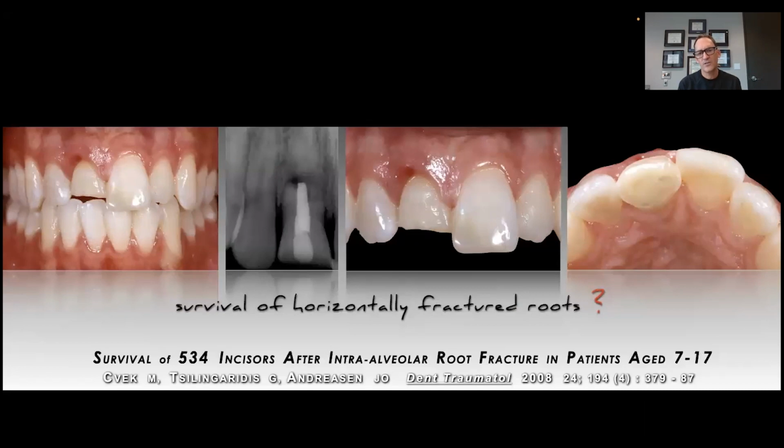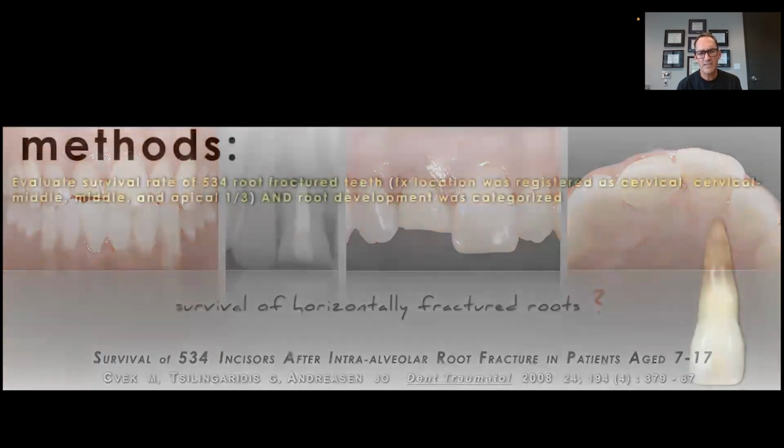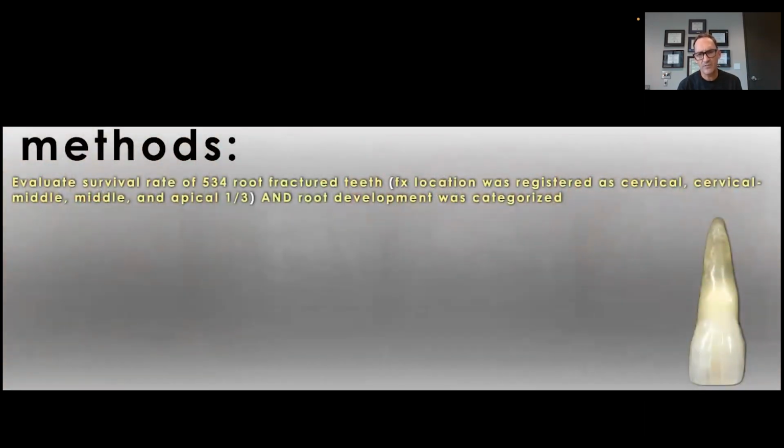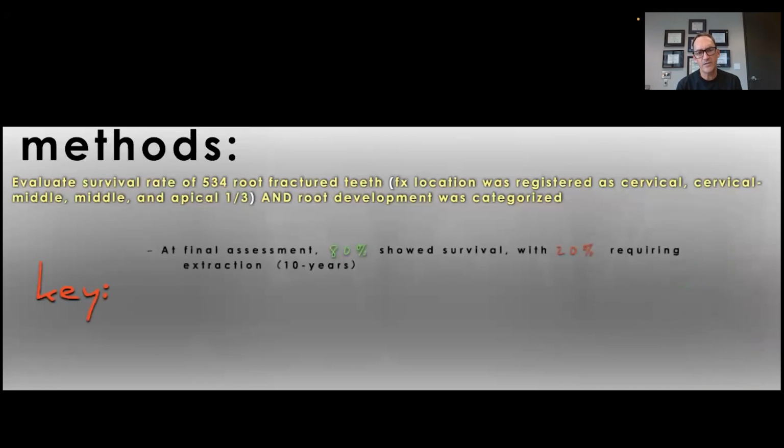534 incisors with horizontal root fractures on patients aged 7 to 17. So our patient fits right into the population of this paper. What they did is they classified the root fractures into its location, right? Cervical, mid-cervical, middle, or apical part of the root. And then they followed them out over 10 years.